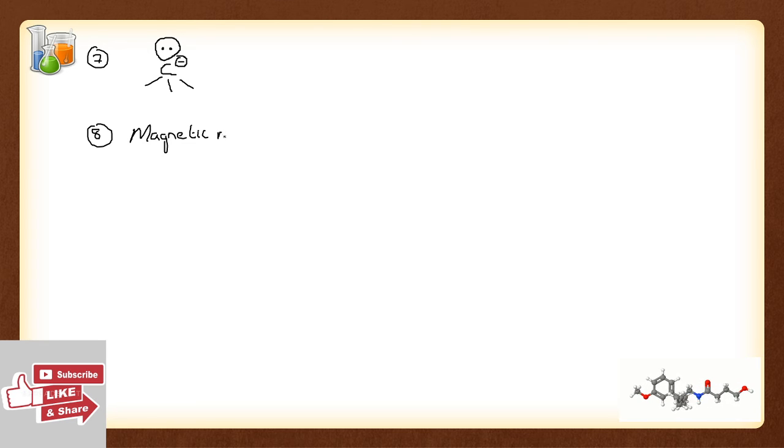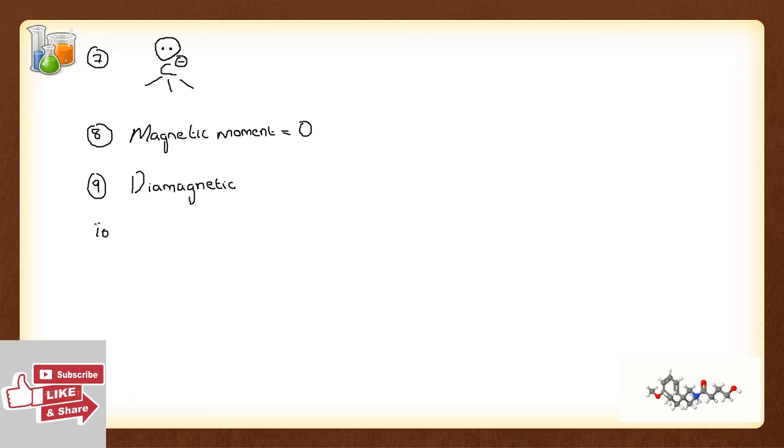The magnetic moment of carbanion is equal to 0. So carbanions have a magnetic moment of 0, and therefore, the ninth point, we can say that they are diamagnetic. Like carbocations, carbanions are also diamagnetic.